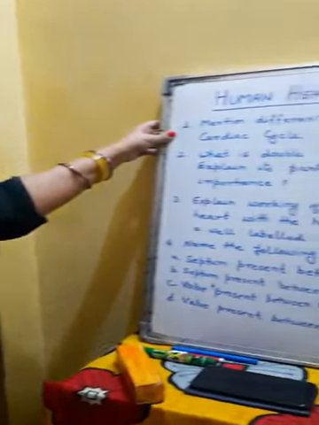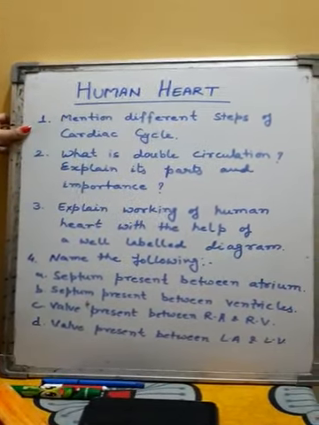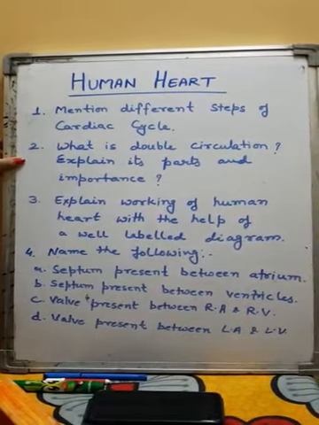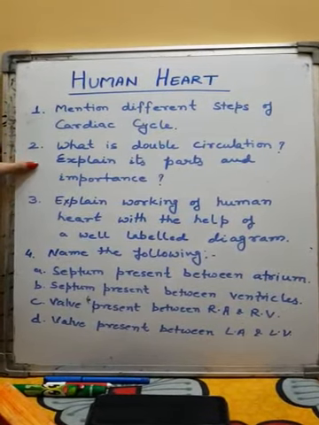So students, now it is time for your assignment. I have given you some questions. Four questions are there. You have to write down the answers. You will get the answers in the video itself. So watch the video carefully and write down the answers. The first question: mention different steps of cardiac cycle. Second, what is double circulation? Explain its parts and importance.